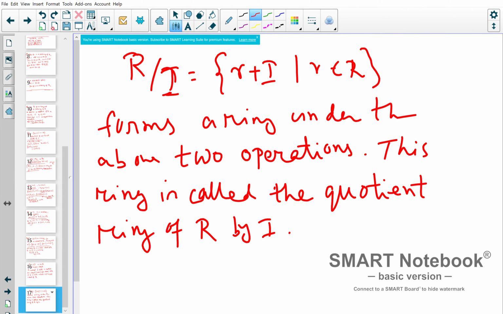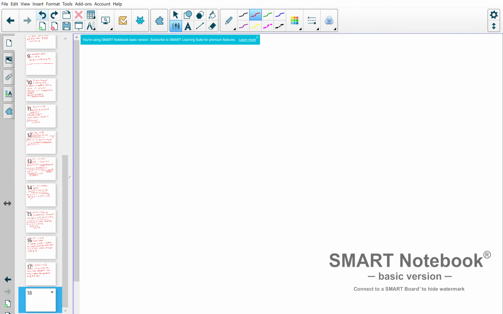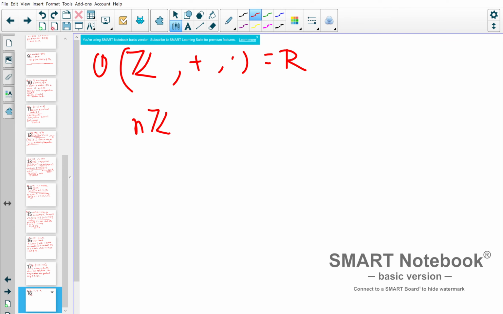So now let me give some examples. The natural example: you have Z with plus and dot. So this is your ring R. Okay, and then you define this in Z. So in Z, what is it?